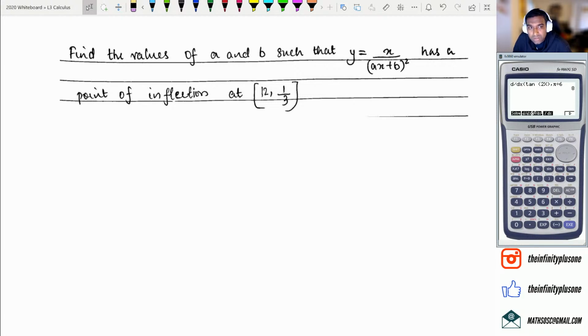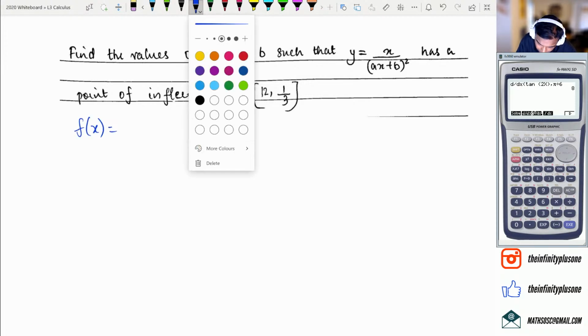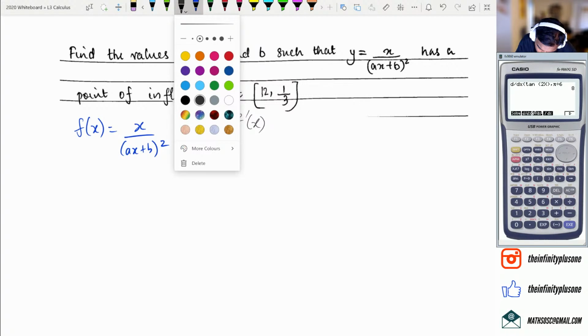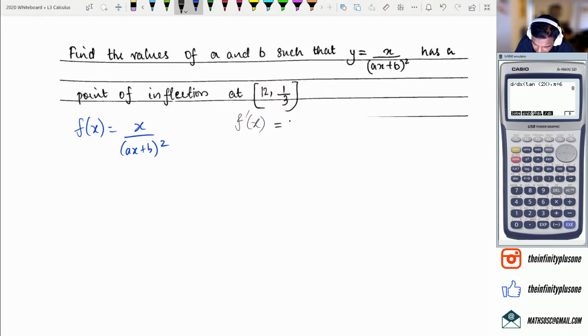Remember that what you've got here is a function. Basically, this function has two unknowns. So we've got f of x is equal to, so what do we got? f of x is equal to x over (ax + b) squared. Now, what we also know is f dash of x is going to equal 0, and also f double dash of x is also equal to 0.